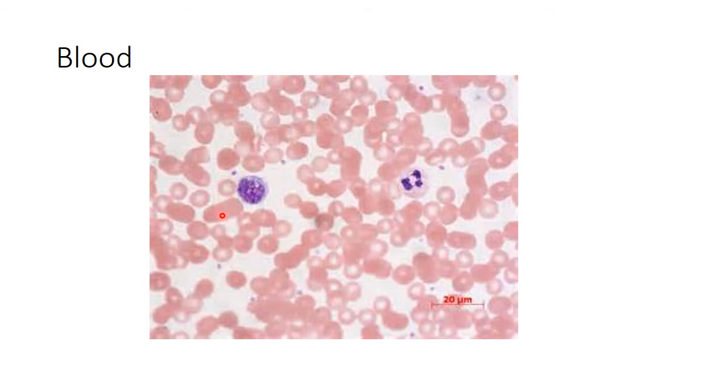Then, this is a pretty easy one, blood. Here's your RBCs. Here's your WBCs. Your white cells, right, for fighting infection, for an immune response. See these little dark speckles? Those are your platelets.